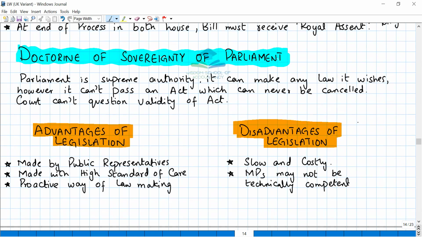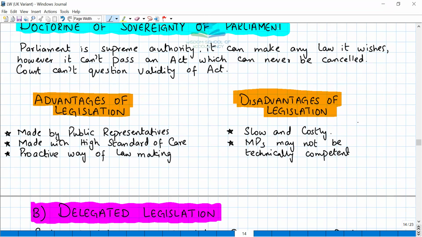Okay. Court can't question the validity of the act. Very important. The court cannot question the parliament, that why have you created this law. The court can't question validity of act. Okay, it's very important. This doctrine tells you that the parliament is the most superior authority of any country. So that's the doctrine of sovereignty of parliament. Clear?